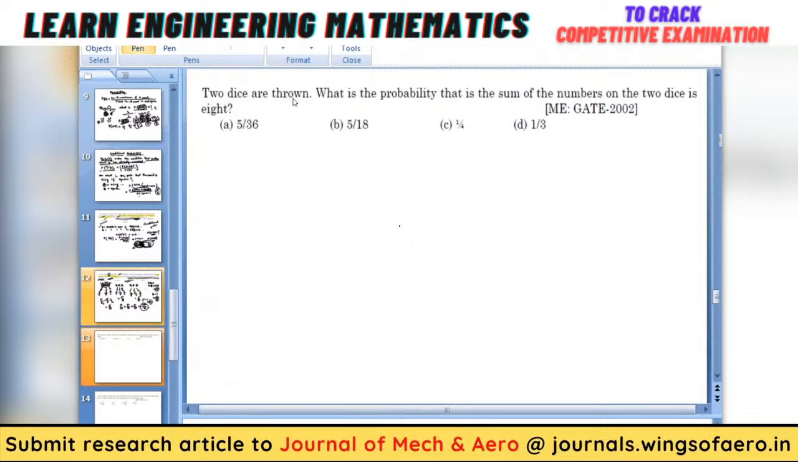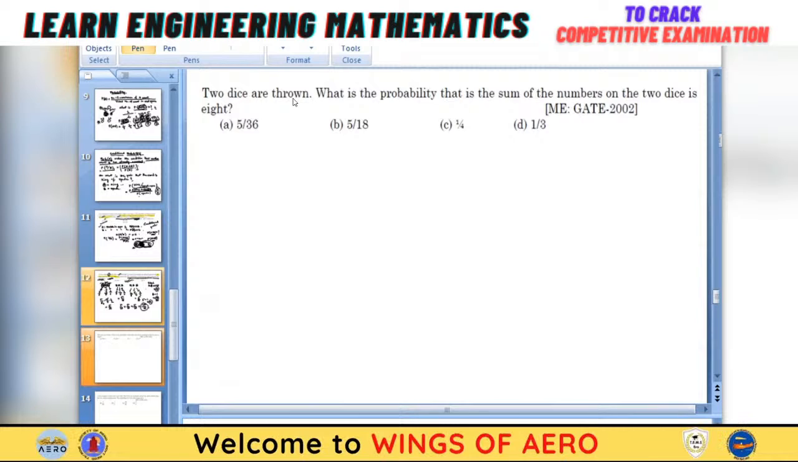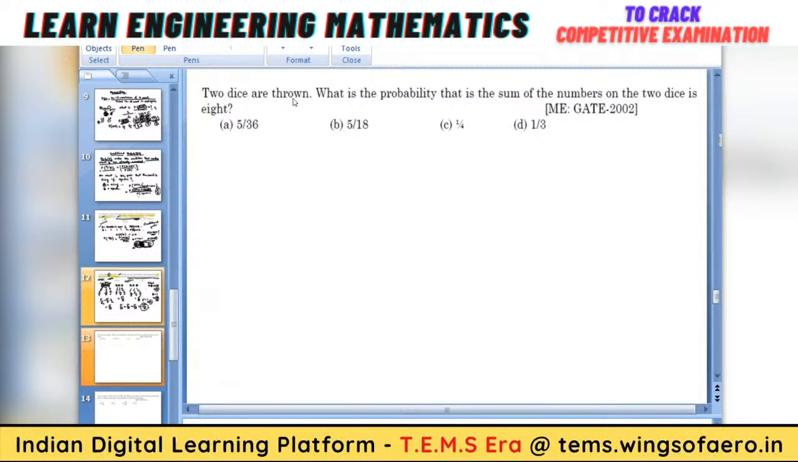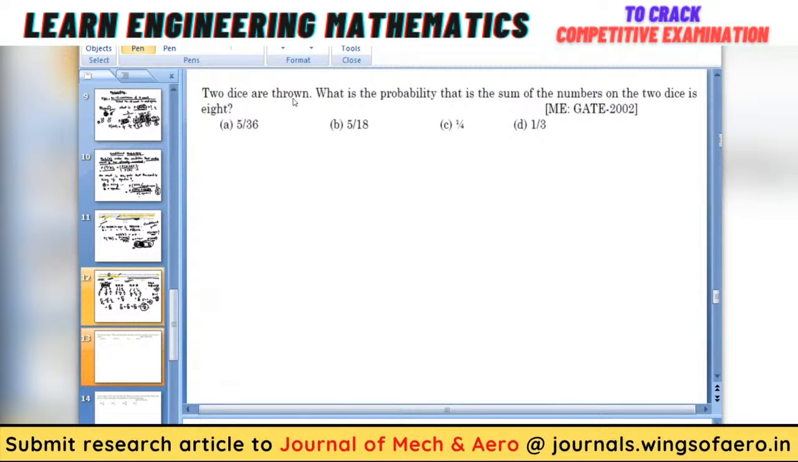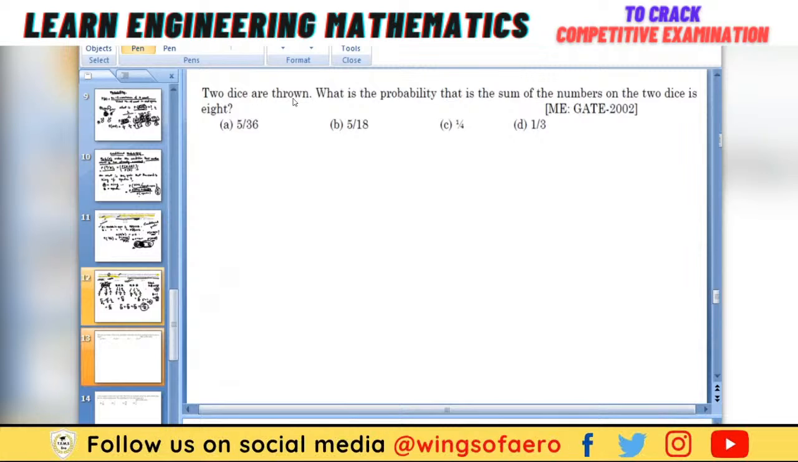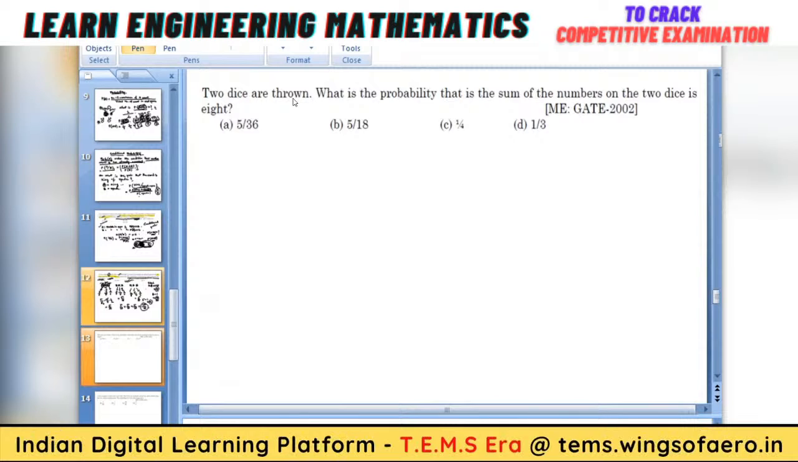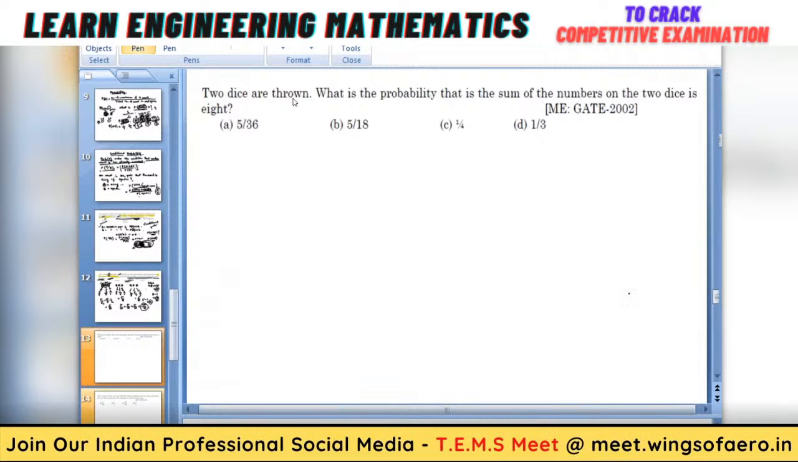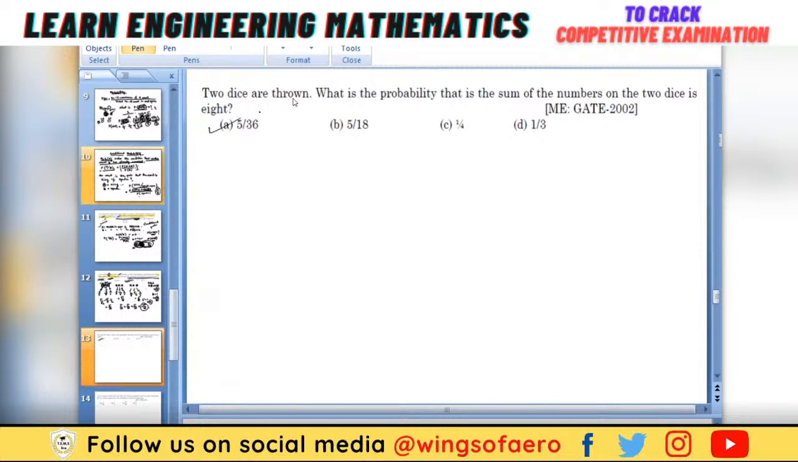Okay, Irfan says 5 by 36. Anyone else? So it's like total sample space is 36, and getting 8 is like 6 plus 2, 5 plus 3, 4 plus 4, 3 plus 5, 2 plus 6. These are the combinations. Total 5. Right. Yes. 5 by 36. Exactly. This is the answer.